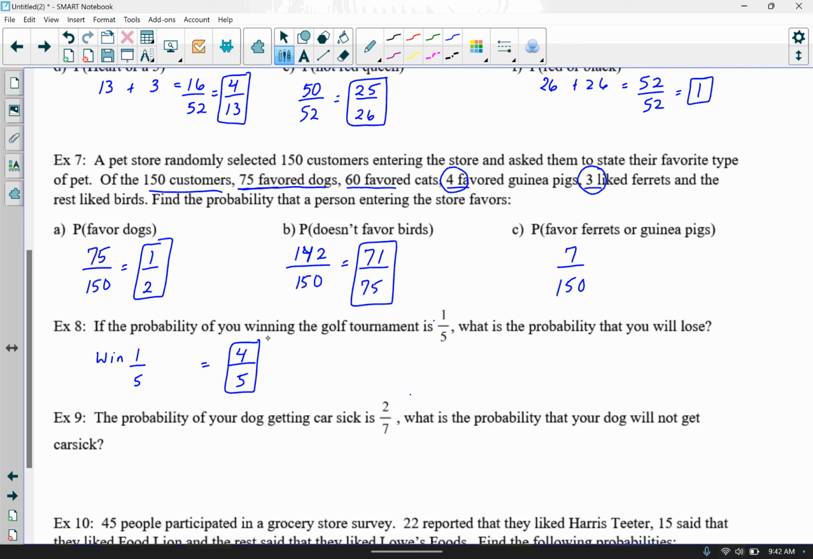Final answer there. Okay, so probability of you winning a tournament, you'd win 1 out of 5 tournaments that you played in. Probability that you would lose then, if you're going to participate in 5 tournaments, if you're only going to win 1 of them, that means the other 4 you would be losing. Okay?